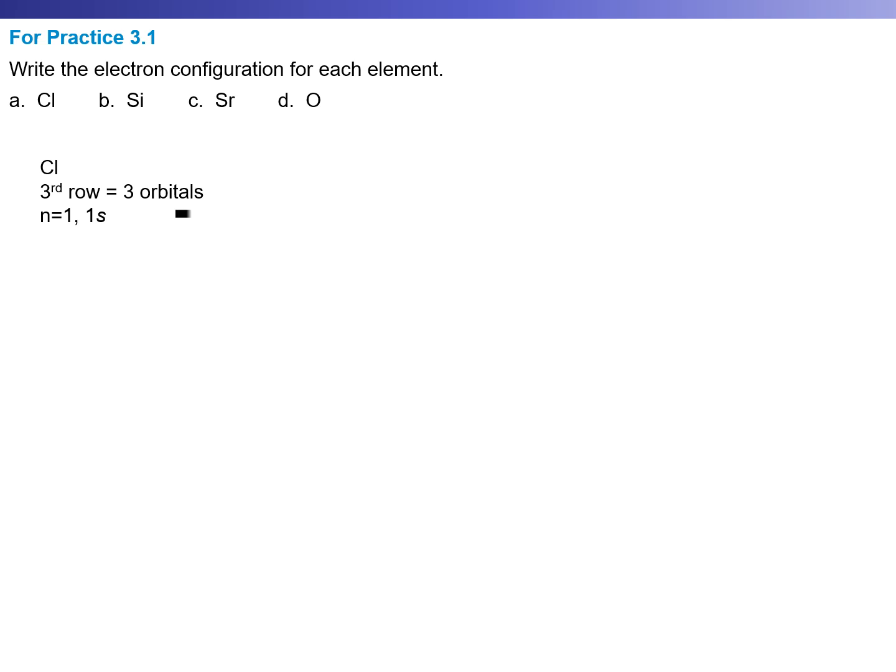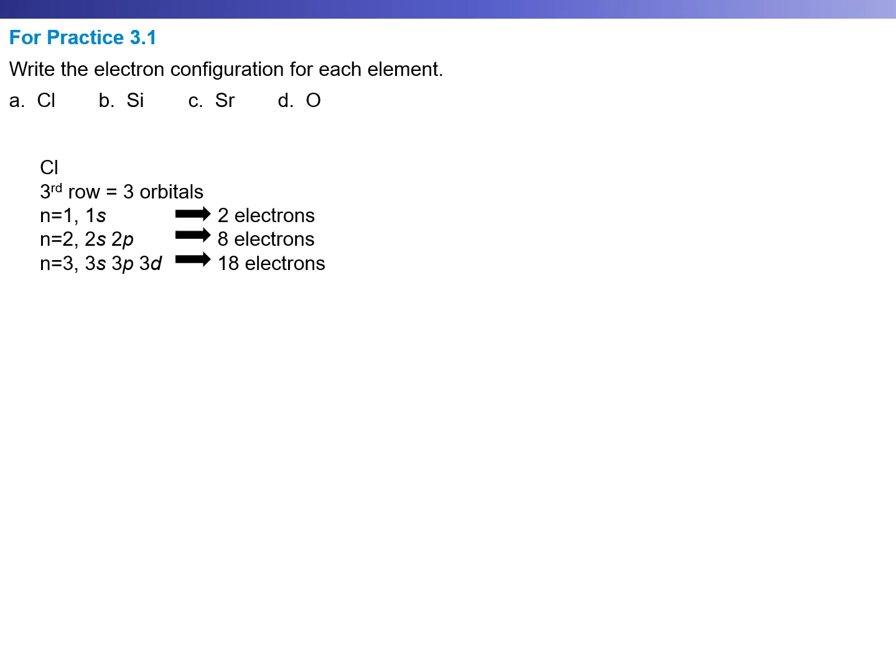Well, the first orbital can hold up to 2 electrons, the second orbital can hold up to 8 electrons, and the third orbital can hold up to 18. Although we fill the first 8 first, and then go do something else, and then come back and fill in the last 10. And we're going to look at an example with that.